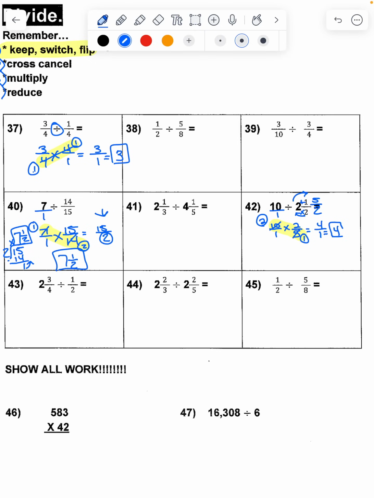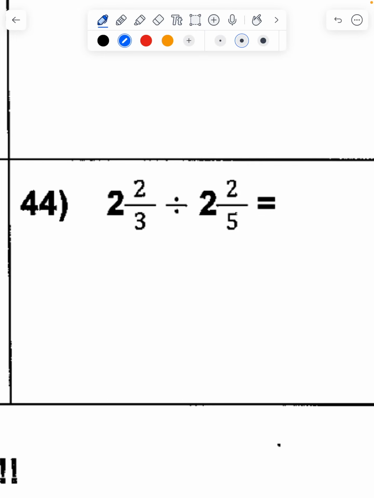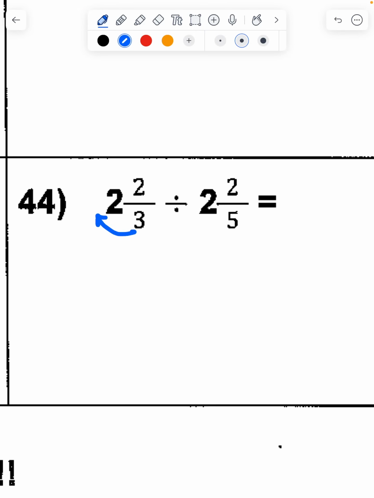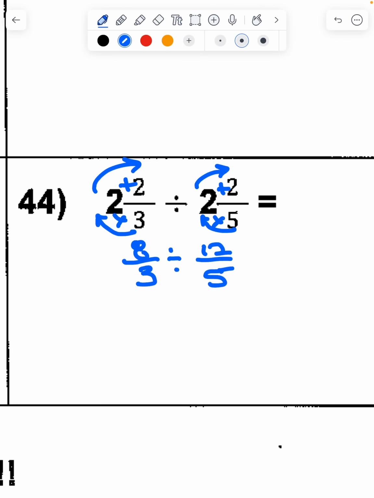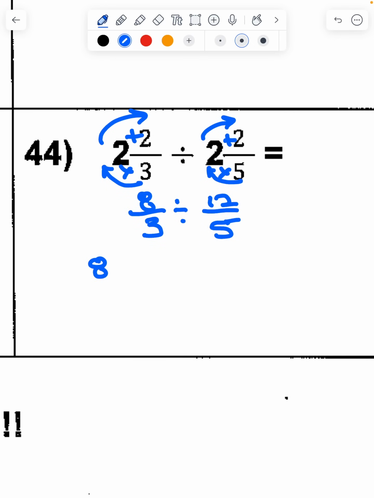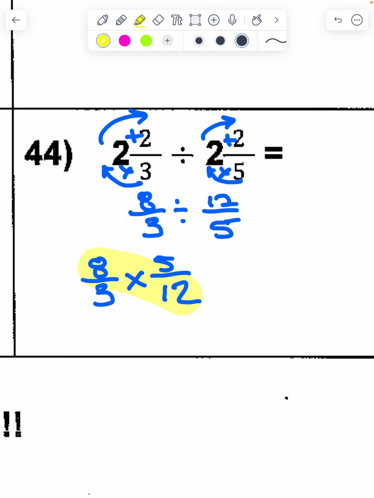Alrighty, I'm going to do one more with you. Number 44, both of them are mixed, so we need to change both of them to improper. 3 times 2 is 6, plus 2 is 8/3. And 5 times 2 is 10, plus 2 is 12/5. All right, now I'm going to keep the first fraction the same, switch the sign, and flip the second fraction. So I have 8/3 times 5/12.